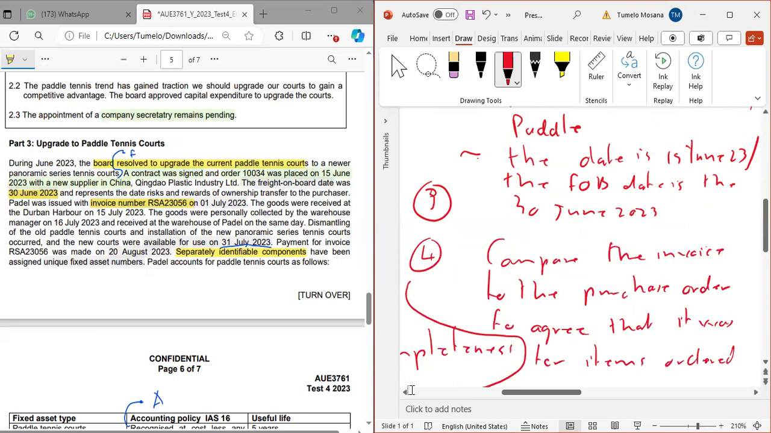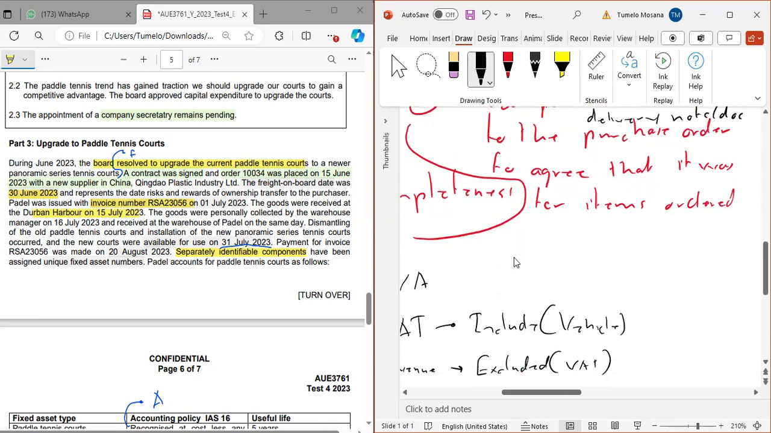They are telling us that the goods were received at the Durban Harbour on the 15th of July. What you can do with this very same sentence, you can write it again as point number 5. But now you would want to compare the invoice to the delivery note or documentation. The same thing, you can do it twice. And then you will obviously obtain your other marks, right?